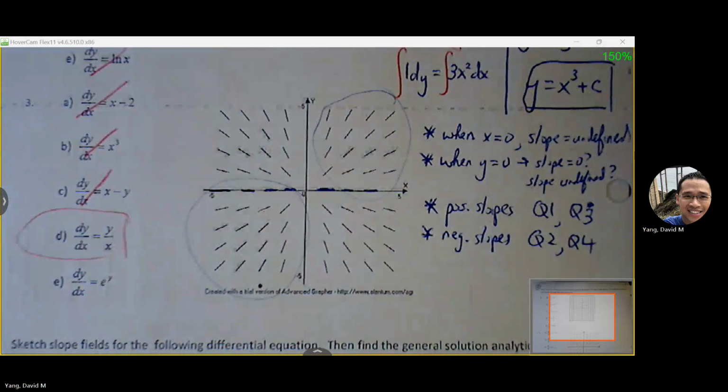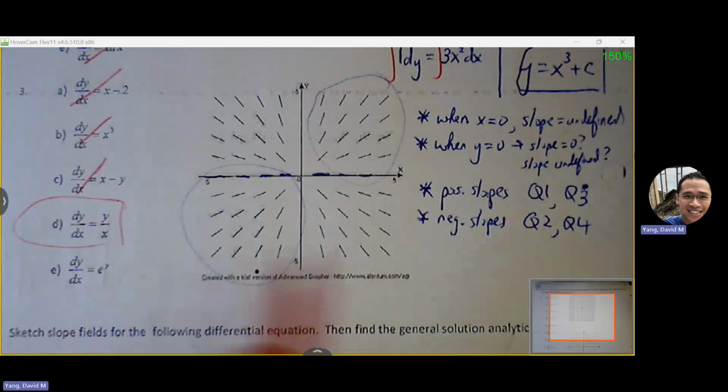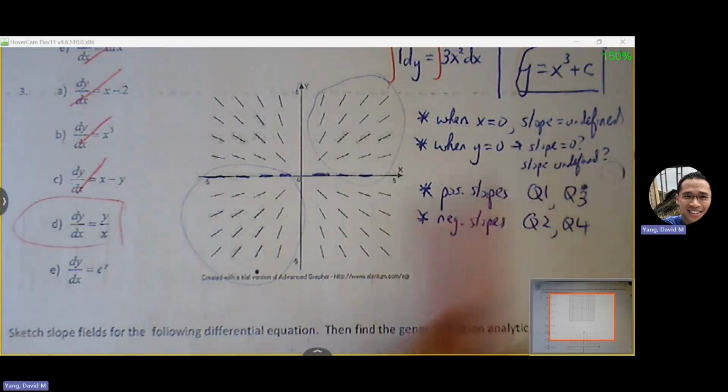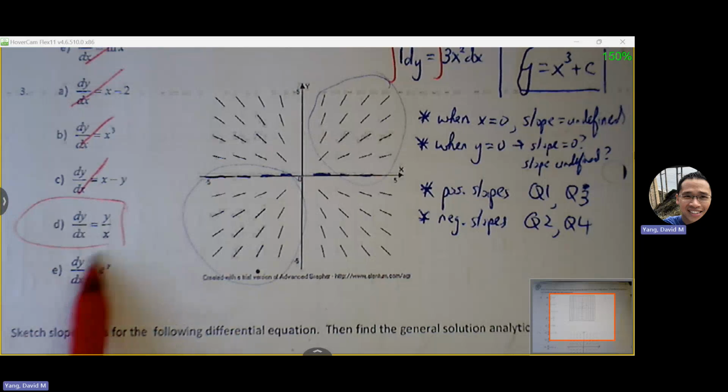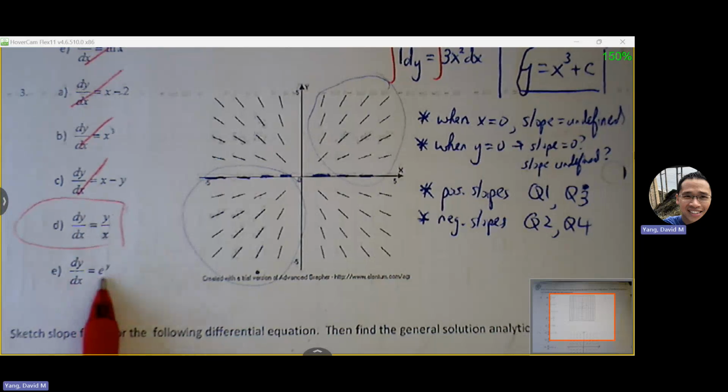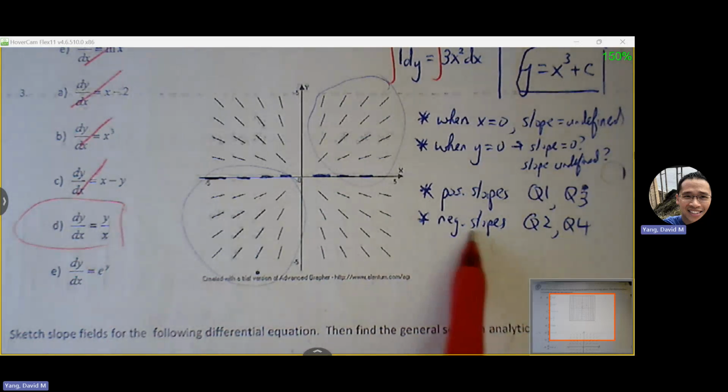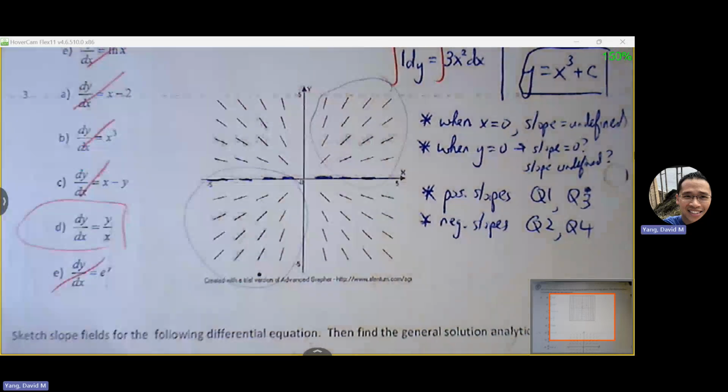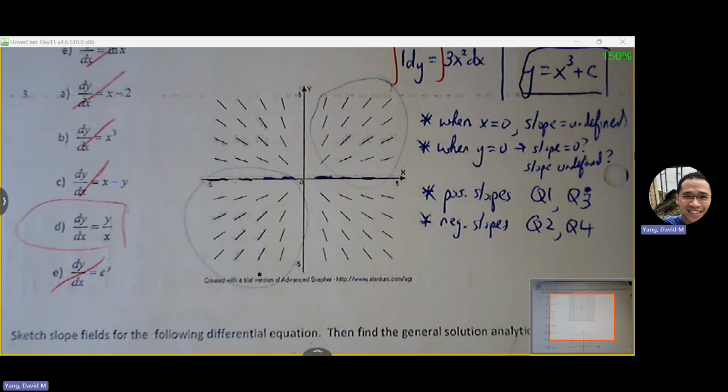All right. And then for E, when x equals 0, slope is undefined. There's not even a place for x, so there's no way this can be undefined. And also, e raised to anything is always positive. There's no negatives at all, so this one doesn't fit. So that's nice. We can eliminate all the way down to one.